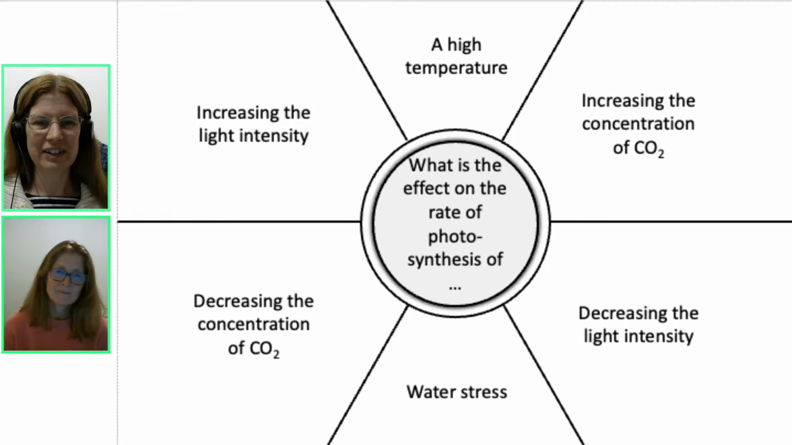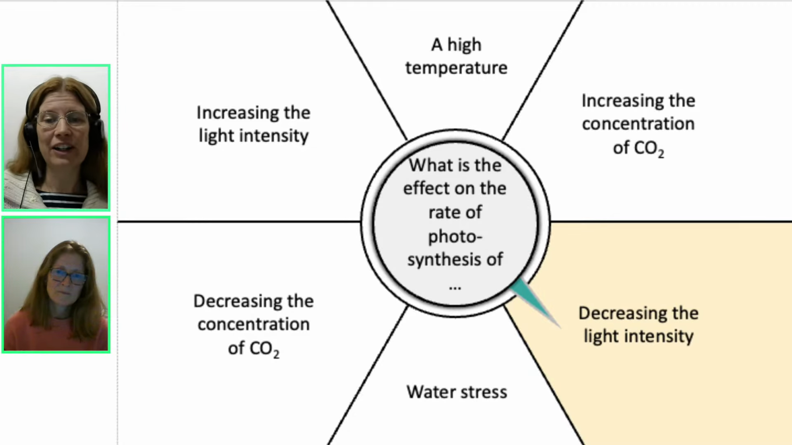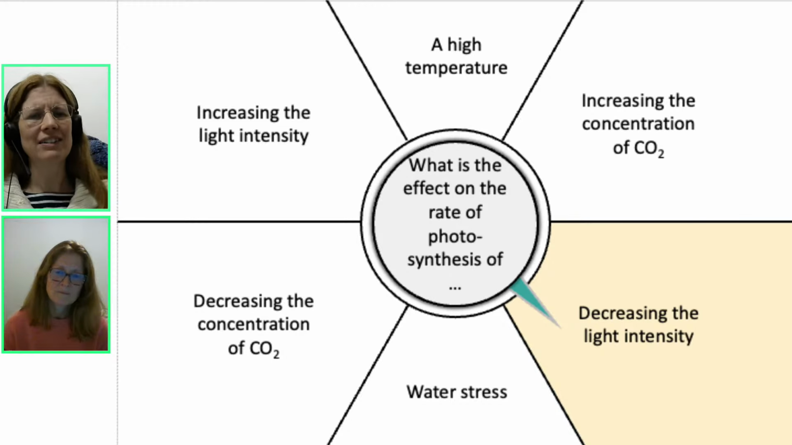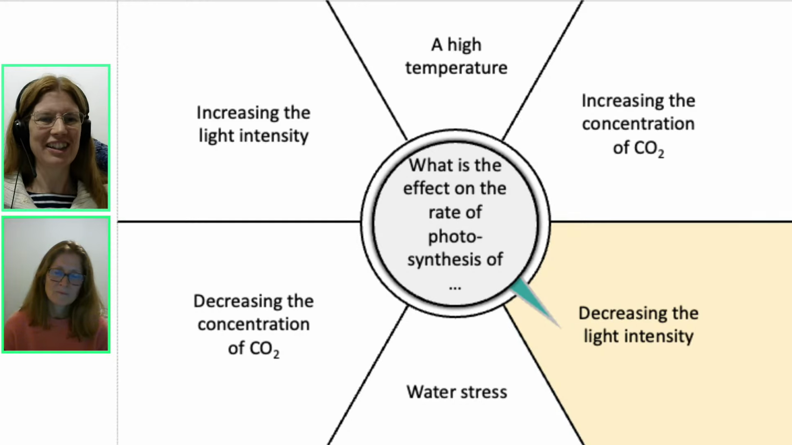Okay, so what is the effect on the rate of photosynthesis of... Now, where's it going to go? And it's slowing down, I can see. And yes, today we are going to look at decreasing the light intensity. So if you decrease the light intensity, what effect does that have on the rate of photosynthesis?